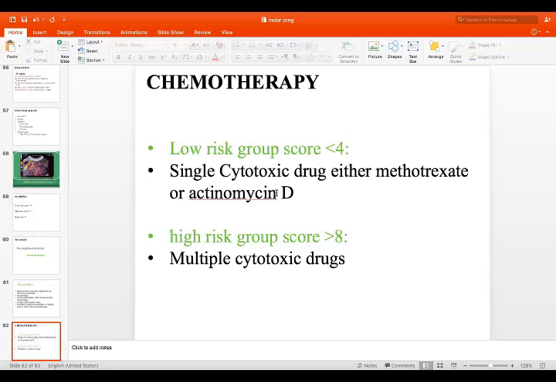Chemotherapy is started. If the patient is low risk, then a single cytotoxic agent is given. It could be either methotrexate or actinomycin. In the high risk group, scoring more than 8, multiple cytotoxic drugs are used. So chemotherapy is single agent or multiple agent depending on the scoring.